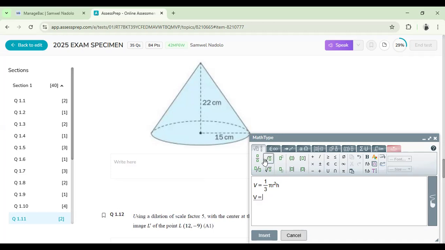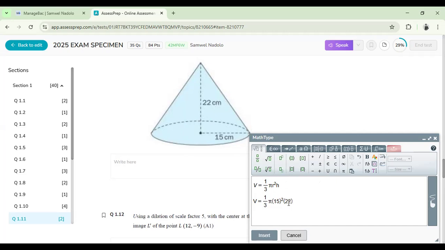So you will have to write 1 over 3. Now apply the formula. 1 over 3 multiplied by pi multiplied by r squared. R is the radius of this circle. This is a circle, the radius is 15. So you will write times 15 squared, let me just put 15 in the bracket, times 15 squared, and then times the height. Let me also put the height in the bracket. Height is 22. Like that.